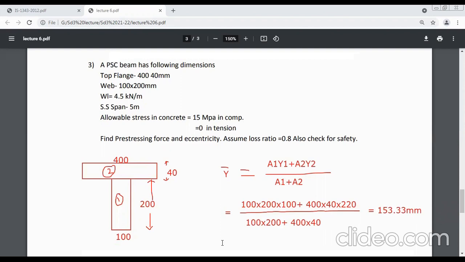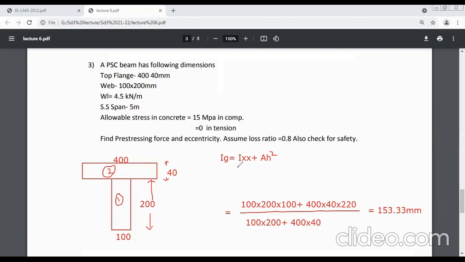So now find out the moment of inertia. Ig is equal to Ix plus AH square. Okay, Ix plus AH square.